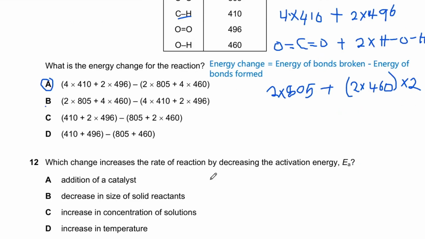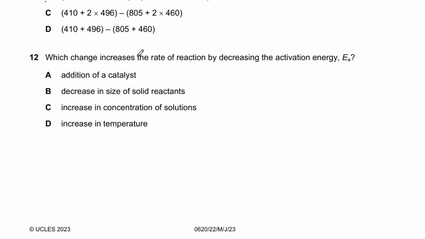Exam tip. Always remember energy change is equal to bond broken minus bond formed. Don't reverse it. It's bond broken minus bond formed. Reactant minus product. Question 12. Which change increases the rate of reaction by decreasing the activation energy? So we have option addition of catalyst, which is correct answer.